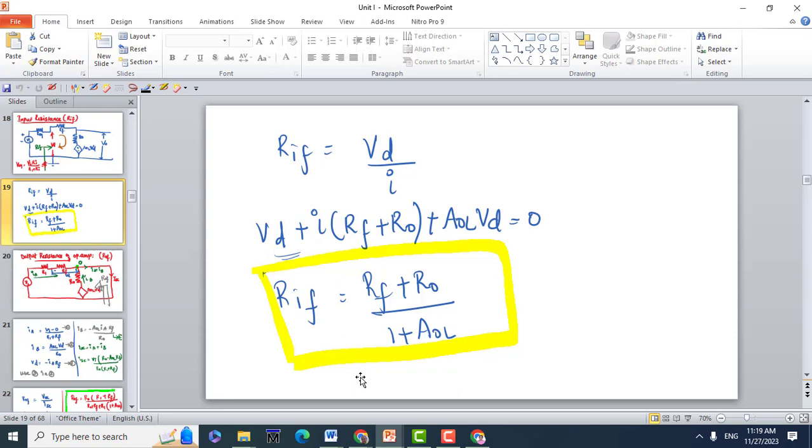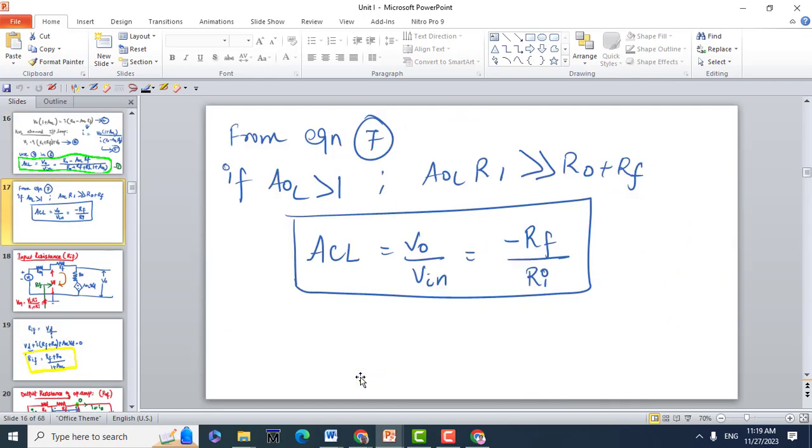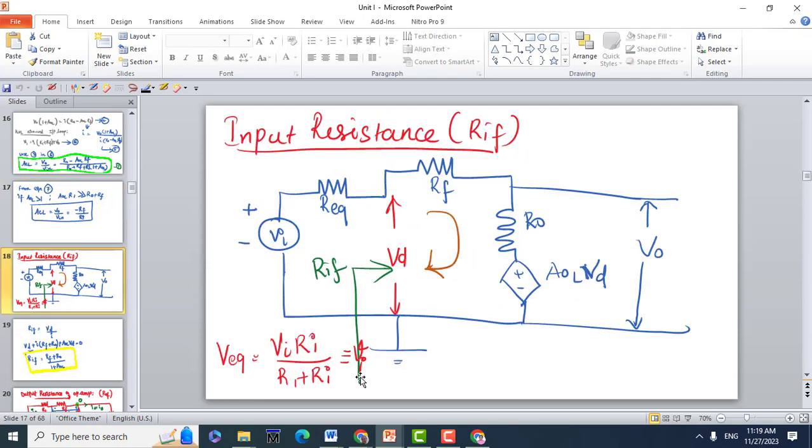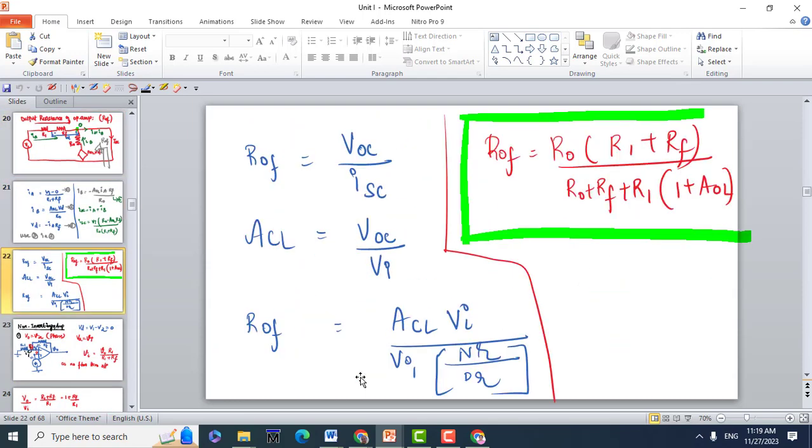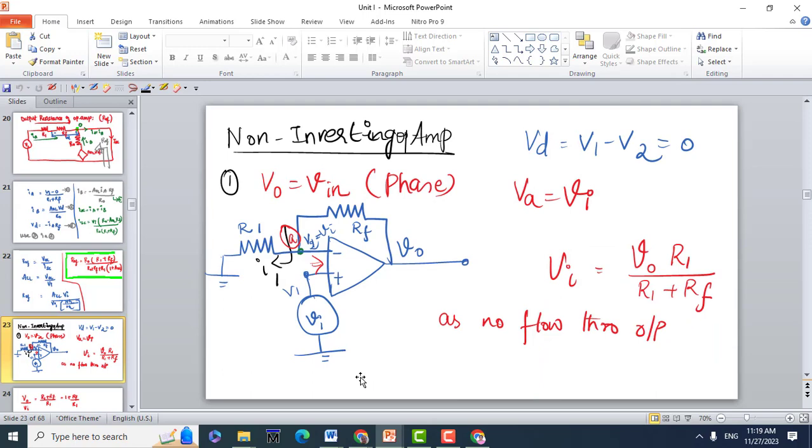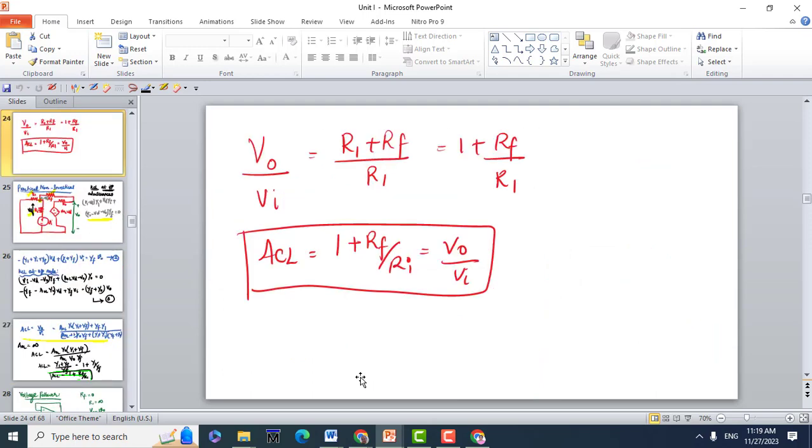We are not going to read this in so much detail, only the basic ideal operational amplifier is enough. The closed loop gain is minus RF divided by R1, and the closed loop gain for the non-inverting operational amplifier is 1 plus RF by R1. This is enough. With this, we will solve one problem.